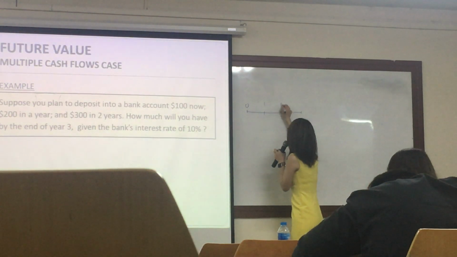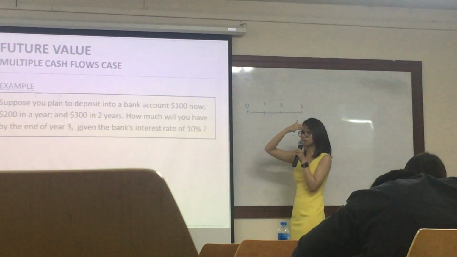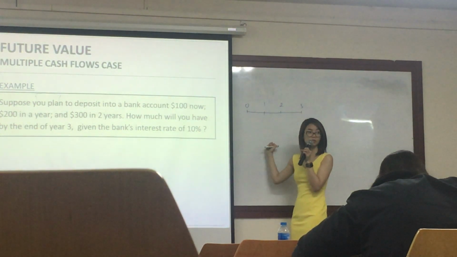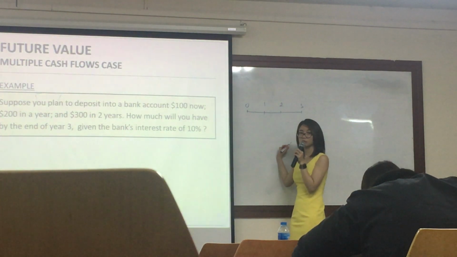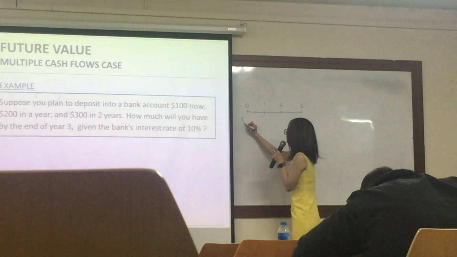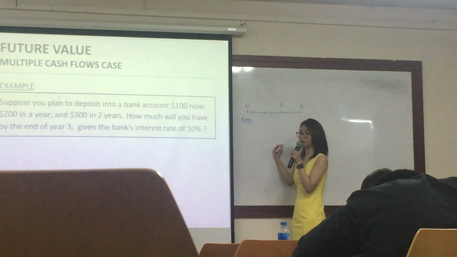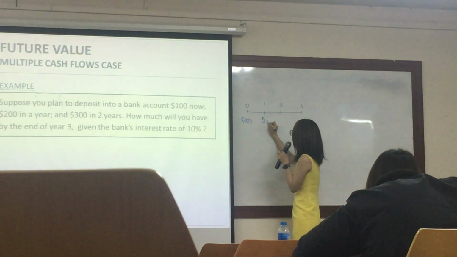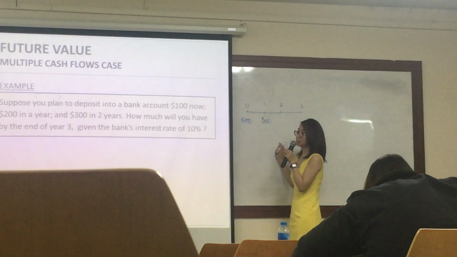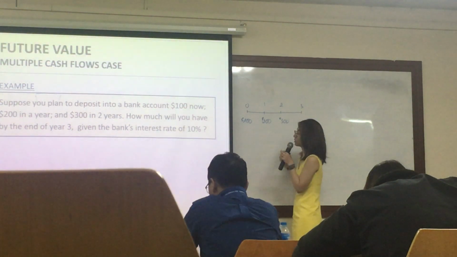0, 1, 2, and 3. When you deposit $100, you deposit now, right? So the time will be 0, so $100 will occur here. Next you will deposit $200 in 1 year, so 1 year from today you deposit $200. And 2 years from today you will deposit $300 US.